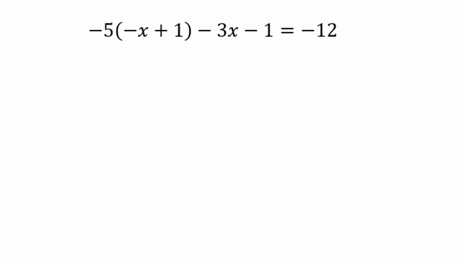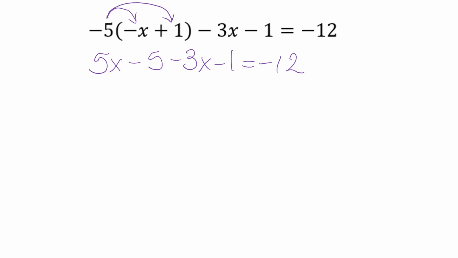With your next problem, you are going to need to start out with distributive property since you have a set of parentheses involved. So -5 times -x is a positive 5x. -5 times a positive 1 is a -5. And then bring down the terms you've not used.